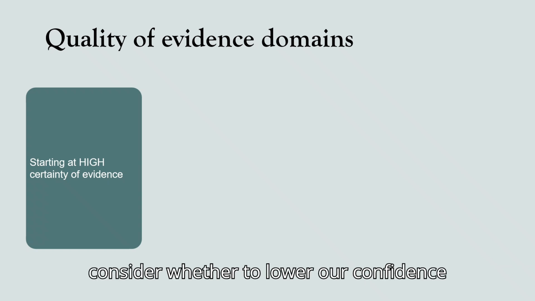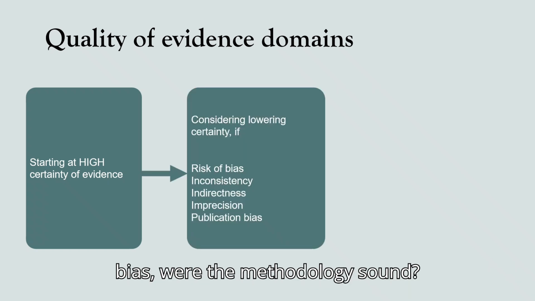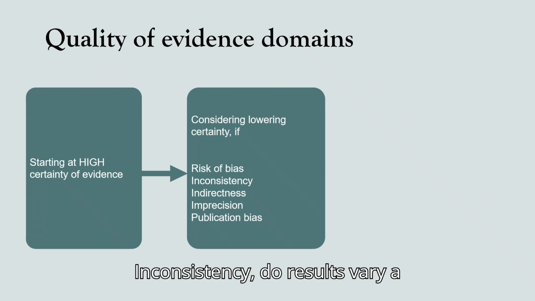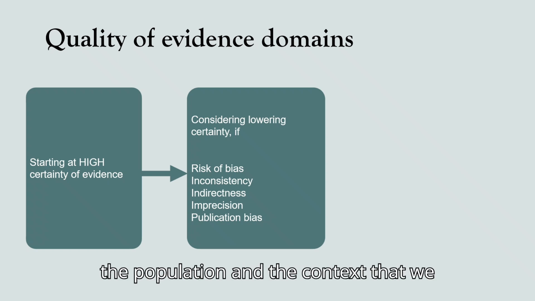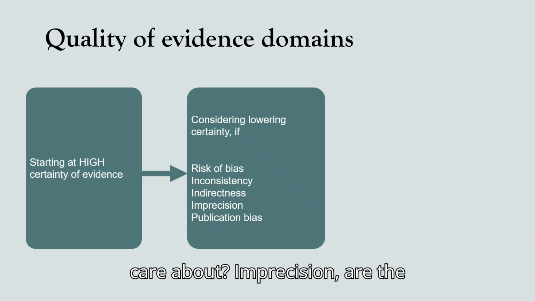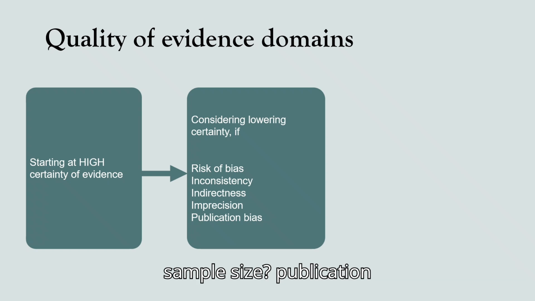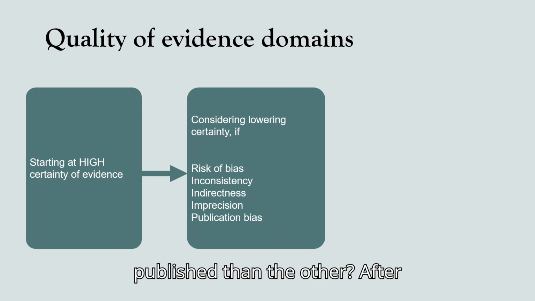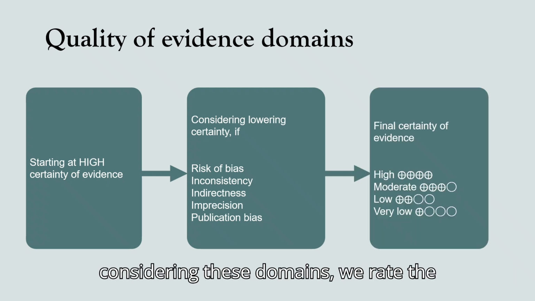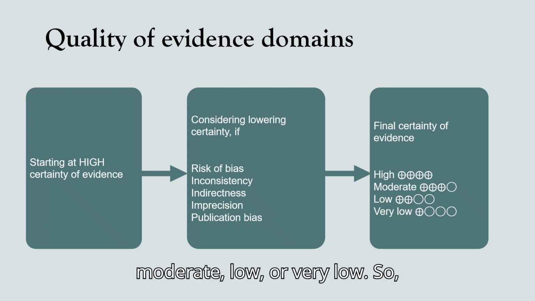From there, we consider whether to lower our confidence based on five domains. Risk of bias: was the methodology sound? Inconsistency: do results vary a lot across included studies? Indirectness: do the studies match the population and the context that we care about? Imprecision: are the estimates uncertain or based on small sample sizes? Publication bias: are some results more likely to be published than others? After considering these domains, we rate the overall quality of evidence as high, moderate, low, or very low.